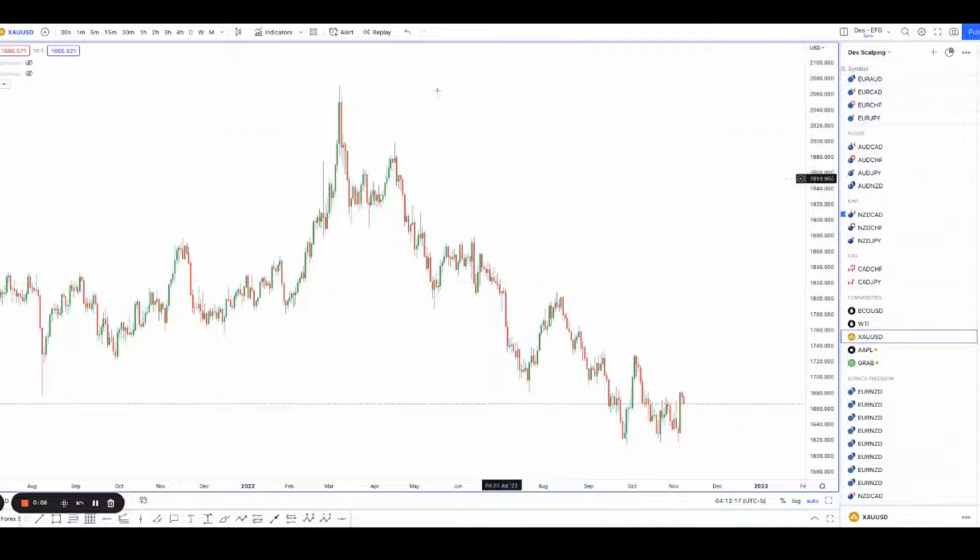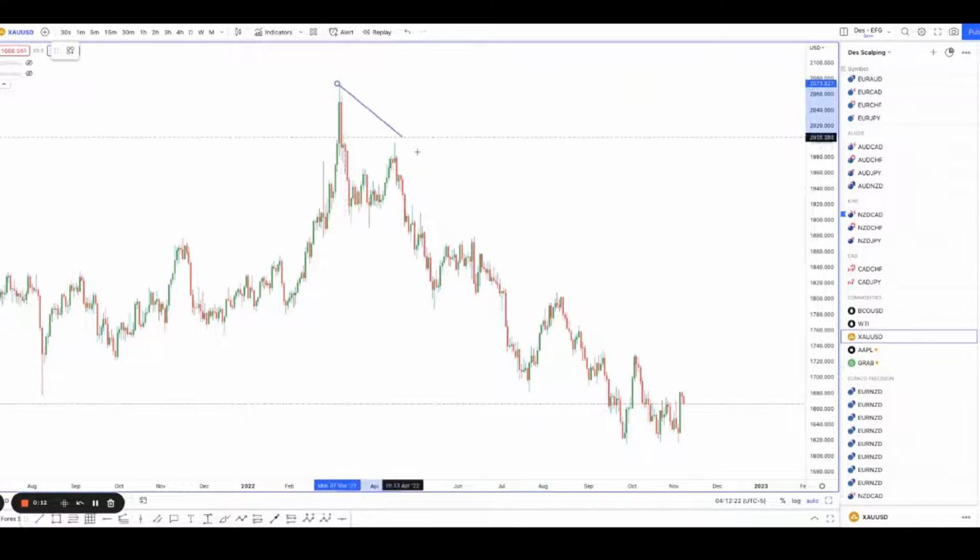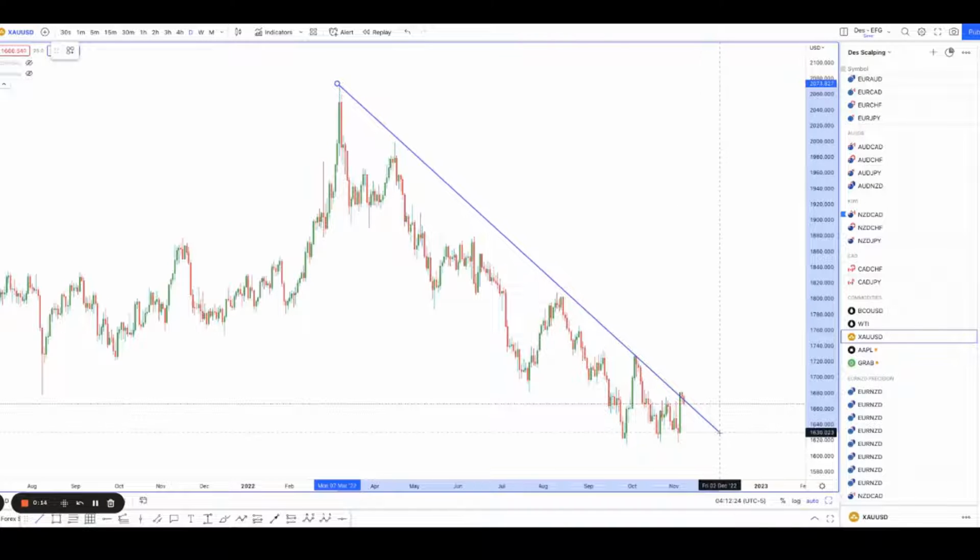Today, looking at gold, for one main reason, which is this descending resistance line. We can see it has been touching this descending resistance line a couple of times, and it failed to break above this level.